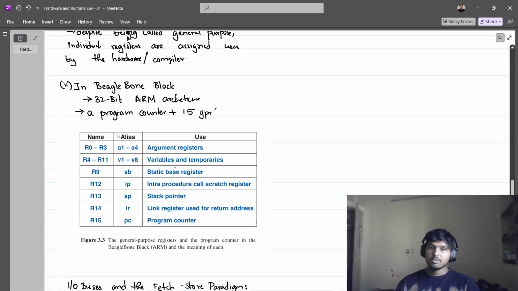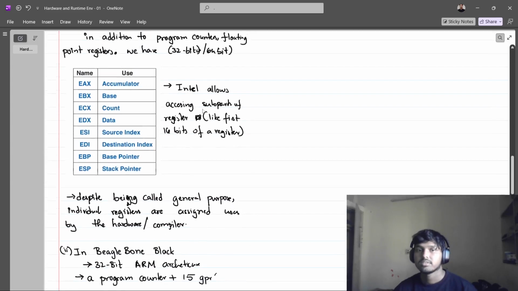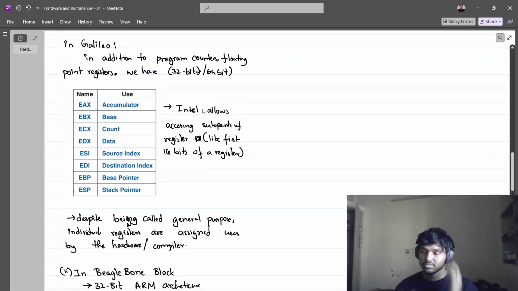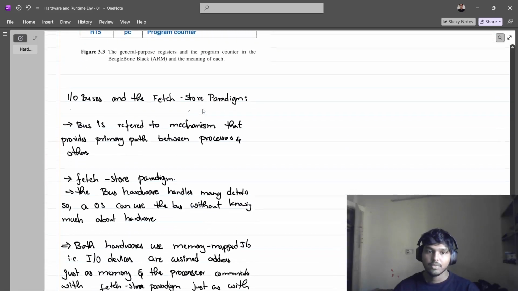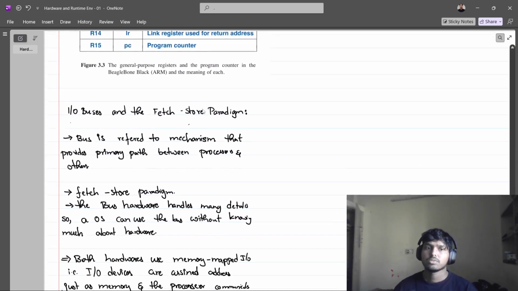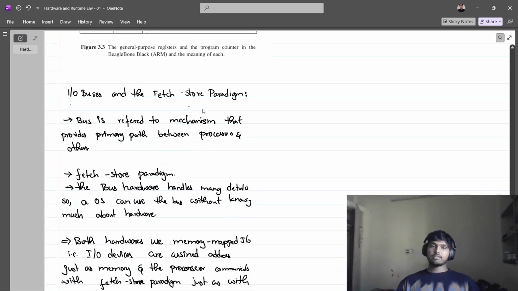On the other hand, we have the ARM 32-bit architecture. This also has a program counter with 15 other general purpose registers. When you say general purpose, it's general purpose for the processor, but the hardware uses some of them for specific tasks, like the SP, which is a stack pointer, which is used to return from functions when you run the program.